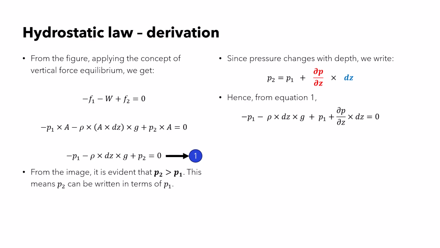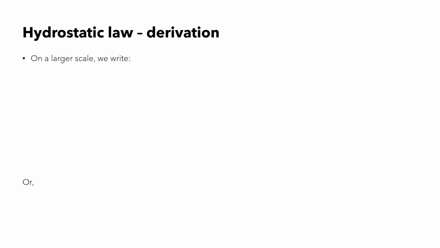After cancelling out, which can be further simplified into minus rho into g plus dou p by dou z is equal to 0. It can be written as rho g equals dou p by dou z, or dou p is equal to rho g dou z. On a larger scale, we write it as dp equals rho g dz.